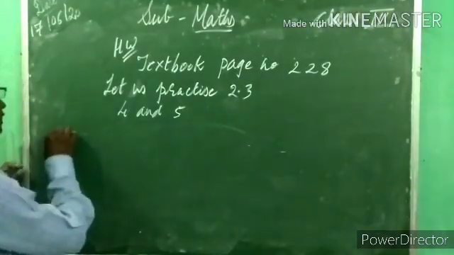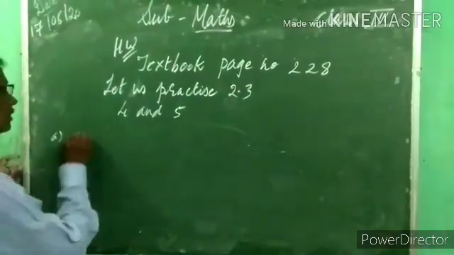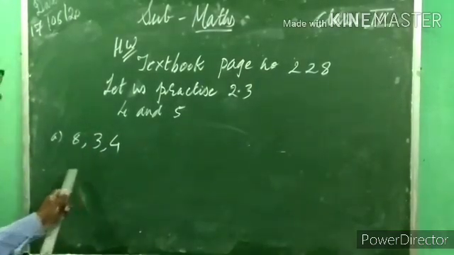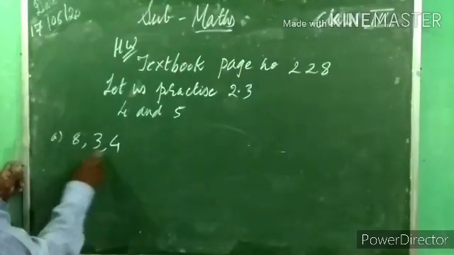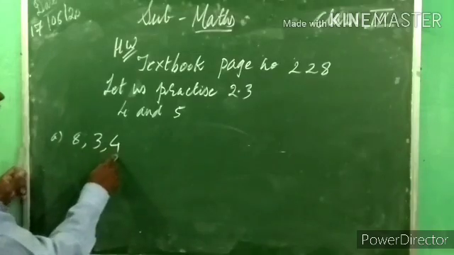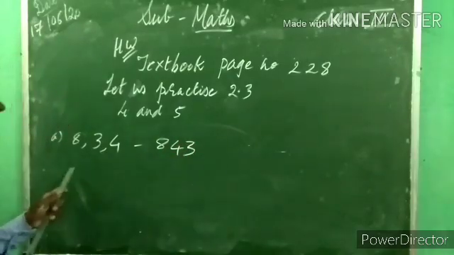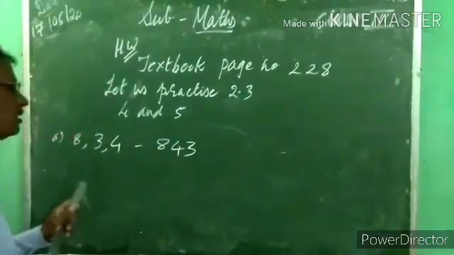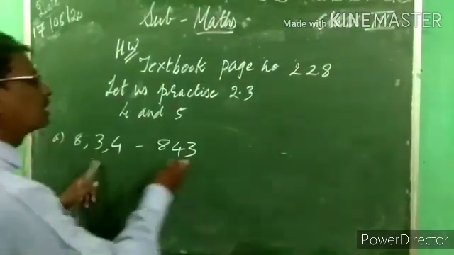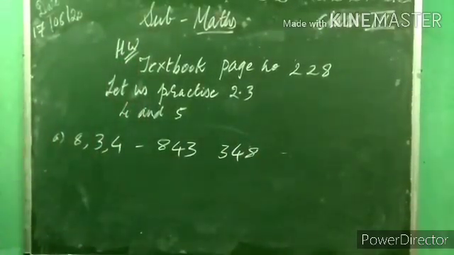For example, first one, A, B, C, D, E: 5 examples are given in the fourth question. 8, 3, 4. You have to write one greatest number and one smallest number. Among these 3 digits, which is the greatest? 8. While writing the greatest number, you have to go in descending order: 8, after that 4, and lastly 3, means 843. While writing the smallest number, you have to go in ascending order, smallest to biggest. The smallest is 3, after that 4, and lastly 8, means 348. In this way you have to write the numbers.